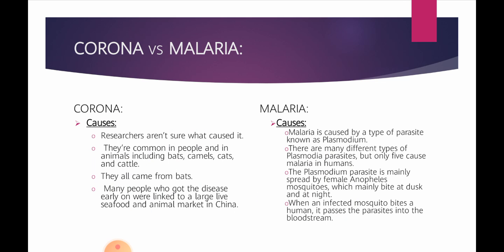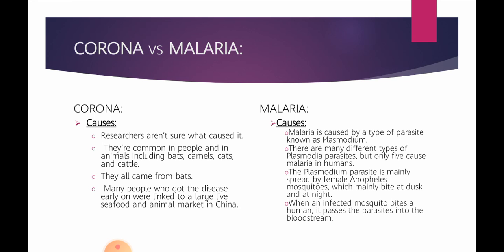Causes of corona. Researchers aren't sure what caused it. Coronaviruses are common in people and animals, including bats, camels, cats, and cattle. They are thought to have come from bats. Many people who got the disease early on were linked to a large seafood and animal market in China. Causes of malaria. Malaria is caused by a type of parasite known as Plasmodium. There are many types of Plasmodium parasites, but only five cause malaria in humans. The Plasmodium parasite is mainly spread by female Anopheles mosquitoes, which mainly bite at dusk and at night. When an infected mosquito bites a human, it passes the parasite into the bloodstream.